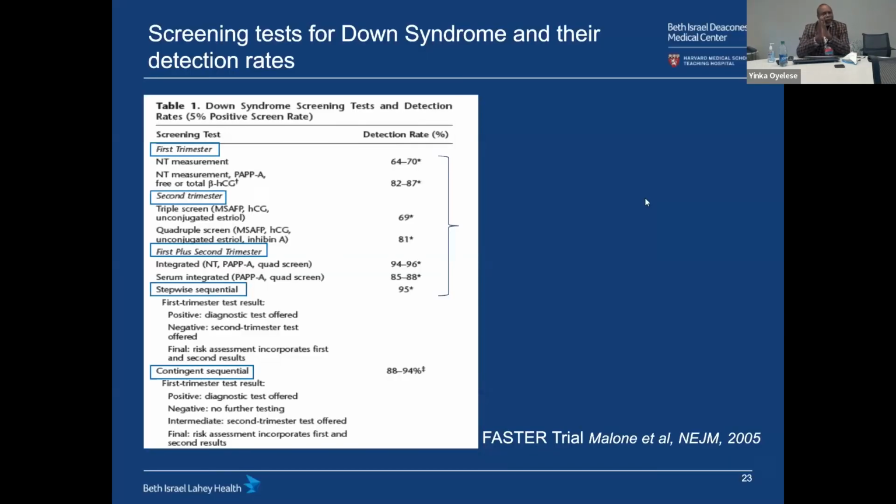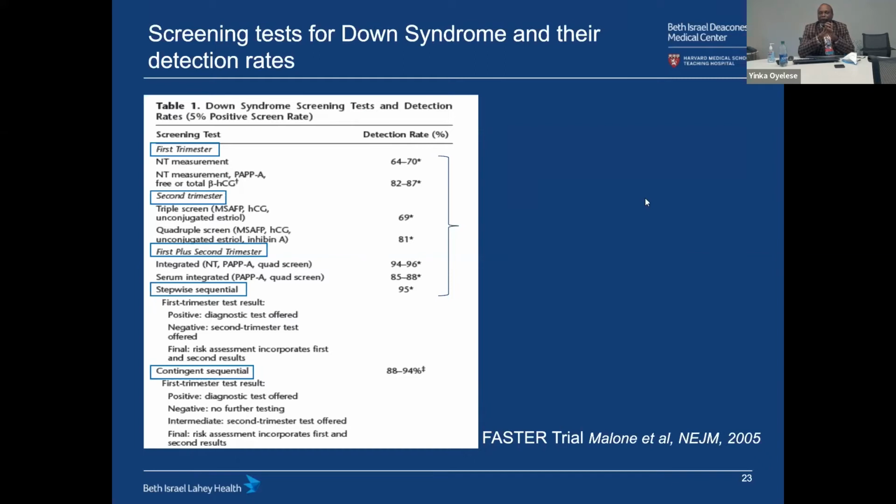But interestingly enough, one of the beliefs we have is that when you've had screening, your risk is low. And indeed, it may be low. But these screening tests did not pick up as much of Down syndrome as we thought. For example, if you look at the first trimester screen in the FASTER trial, it picked up 87% of babies with Down syndrome at best, which means it missed 13% of babies with Down syndrome. Furthermore, the quad screen only picked up 81%, missing 19%.